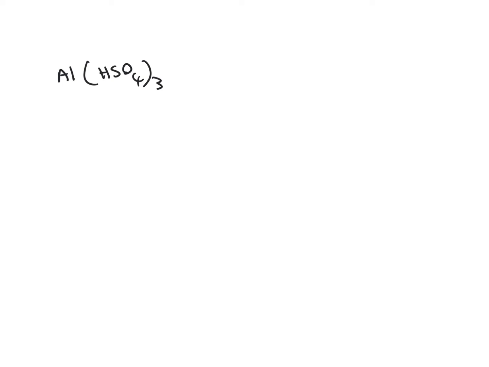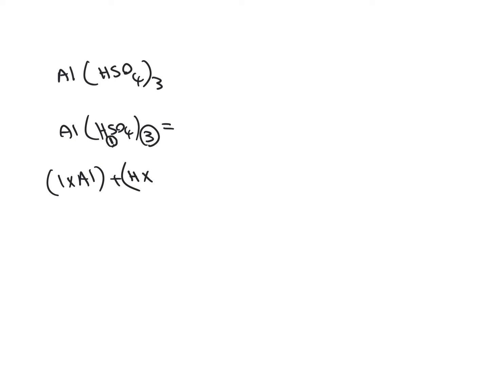Al(HSO4)3? Was that this? Okay, so now I was calculating the molar mass. You have 1 aluminum, and you should multiply this hydrogen here by these 3. So you have 3 hydrogens, 3 sulfur, and 12 oxygen, right? And you substitute these numbers.